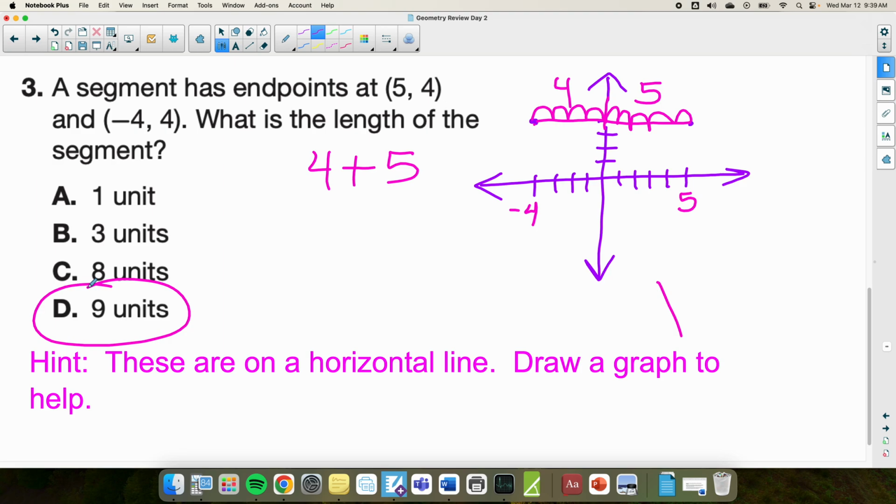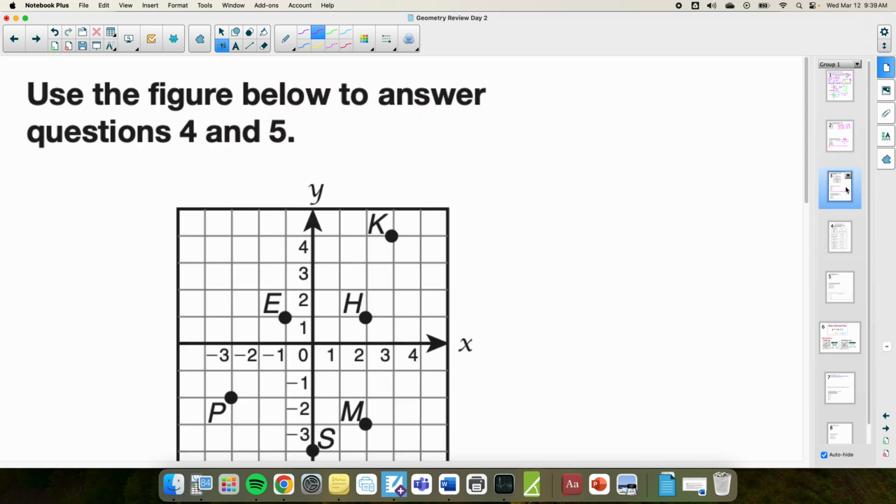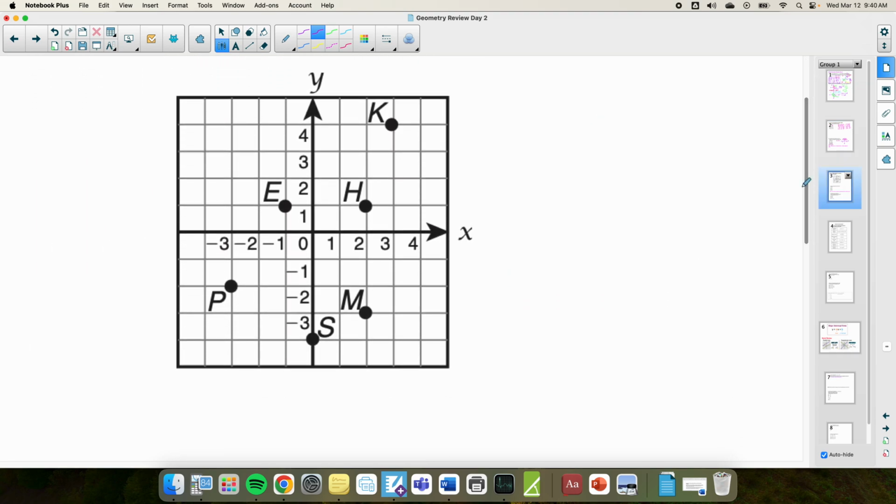So if there's ever a horizontal or a vertical line, you can just count. You don't have to do distance formula. You do not have to use Pythagorean Theorem. Okay? All right. Now let's go to this page.